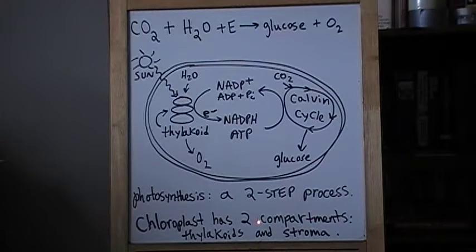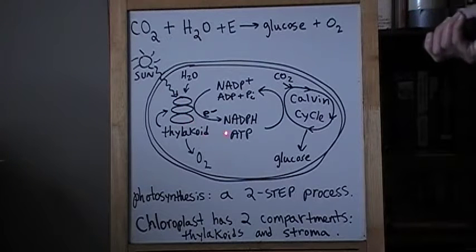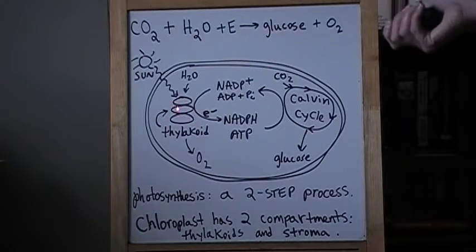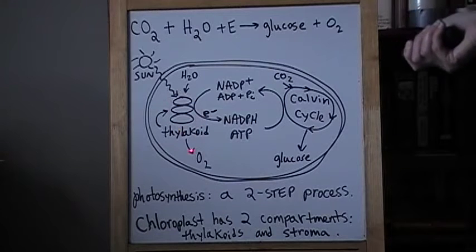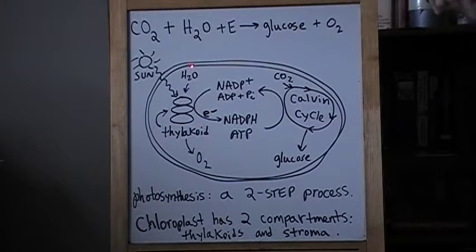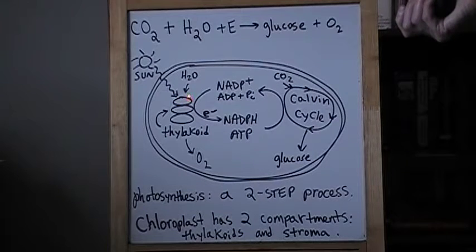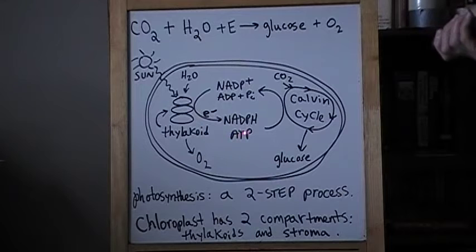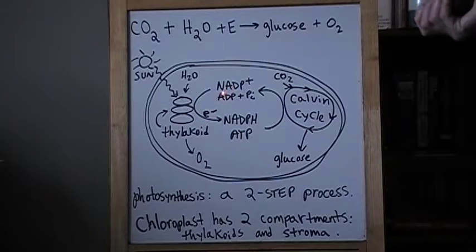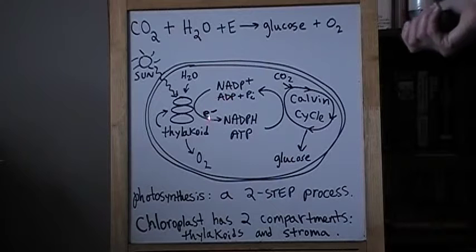The light reactions are occurring in the thylakoid membranes of the chloroplast. So the chloroplast has two compartments, thylakoids and the stroma. The thylakoids are these stacked membranes, and the stroma is the aqueous environment, so it's everything outside of the thylakoid membranes. So in the first step, the light reactions, sunlight is absorbed by pigments in the thylakoid membrane, and the energy from the sunlight is used to form ATP. So we have ADP and inorganic phosphate forming ATP.